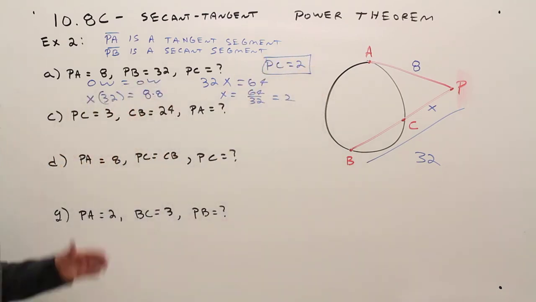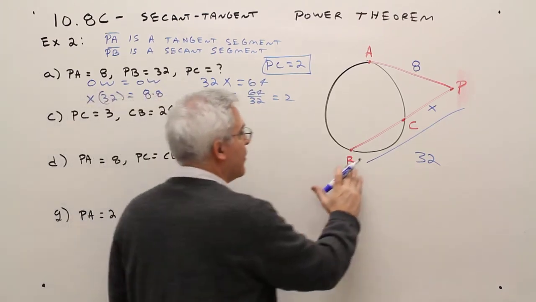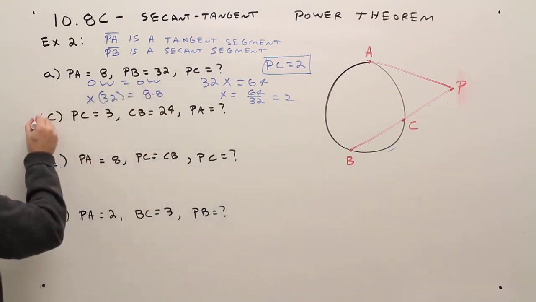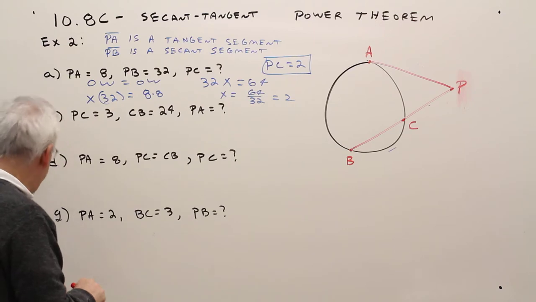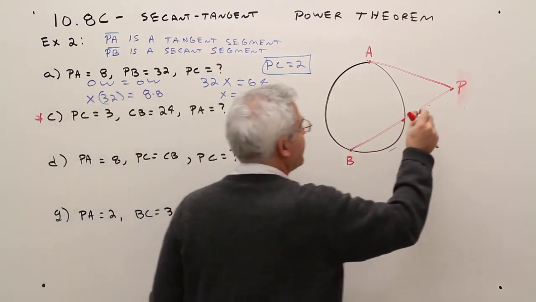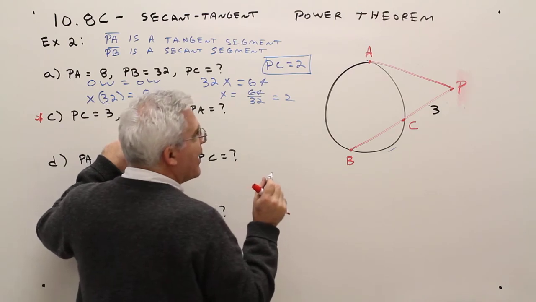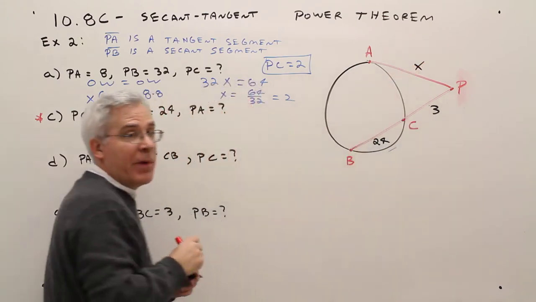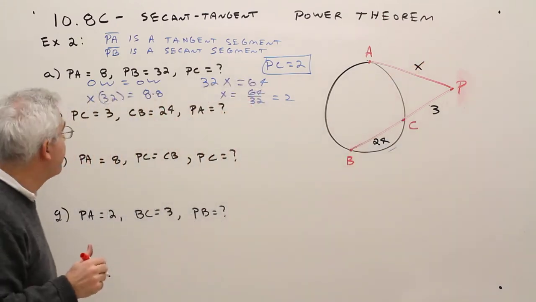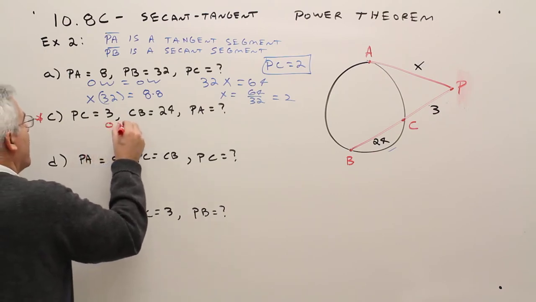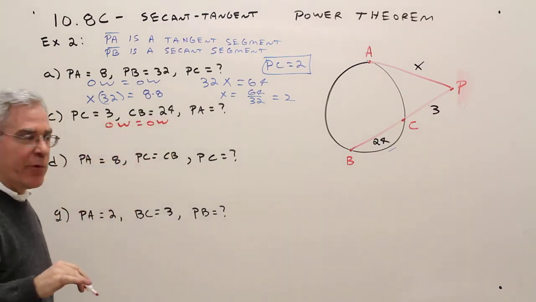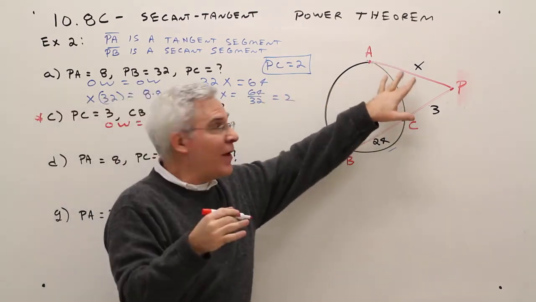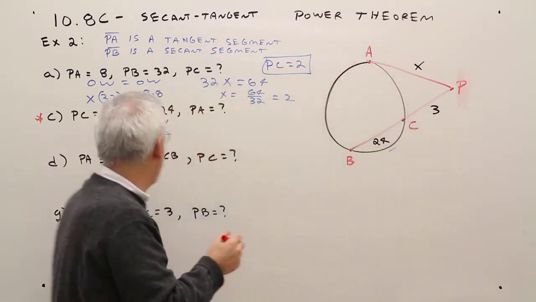Okay, that wasn't too bad. So erasing those numbers and doing subpart C. All right, so PC equals 3, CB equals 24, find PA. Again, I'll call PA X. Once I get X, I'm good to go. All right, so I'll start with OW equals OW. Again, it's a really easy memory device. Please don't forget it. All right, so I'll go X times X. Again, it's the outside and the whole at the same time.